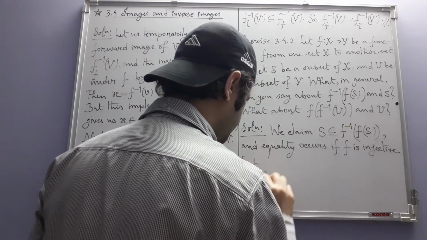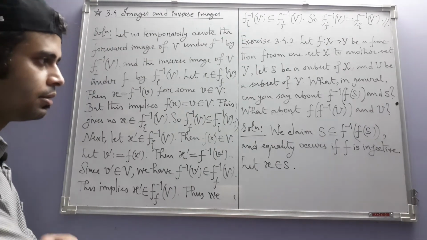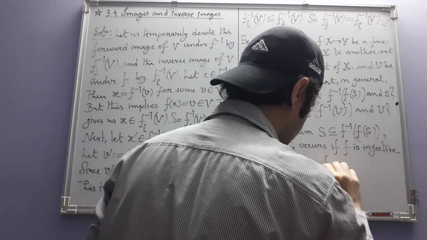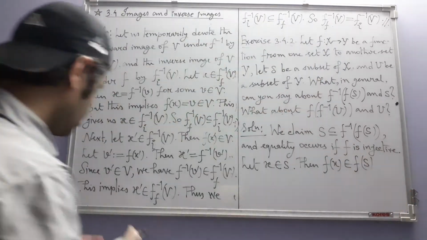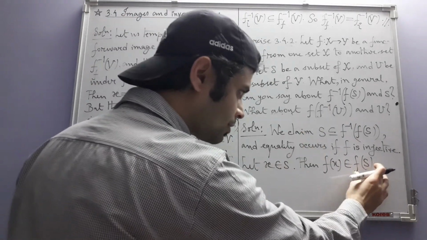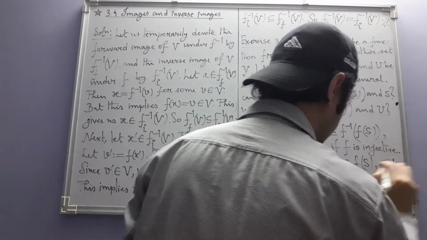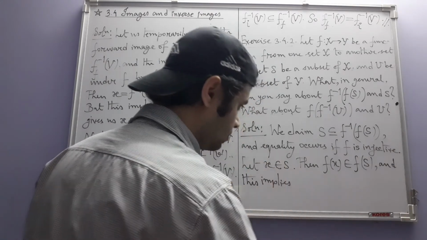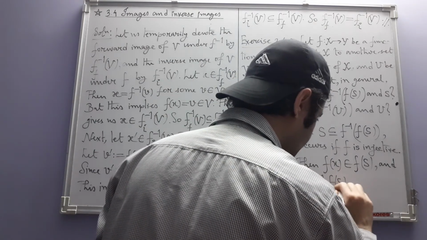So let x belong to S. Then f of x belongs to f of S. In solving this one, we have already seen how this is true. If x belongs to S, then by definition of f of S, f(x) belongs to f of S. And this implies x belongs to f inverse of f of S.